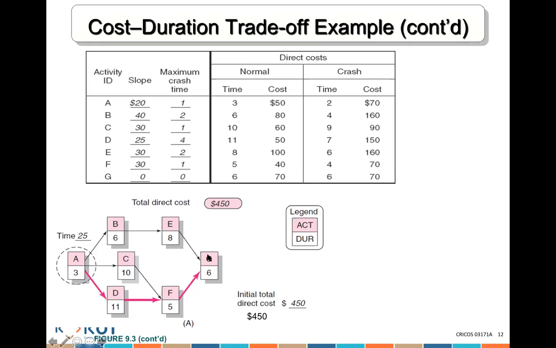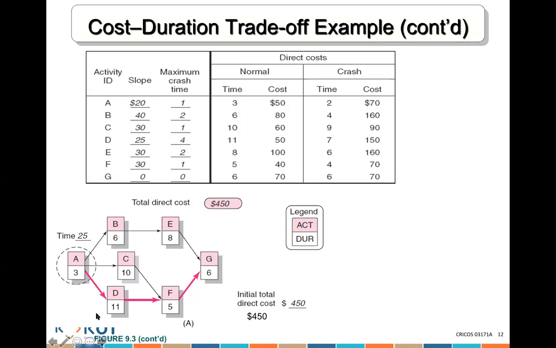A, C, F, G, it's 13, 18, 24. A, D, F, G is 3, 11, 5, and 6. This path is 25. This path is 24. And this path is 23. Which one of these 3 is my critical path? Which one is my critical path? ADFG. ADFG, that's correct, because that's the longest.